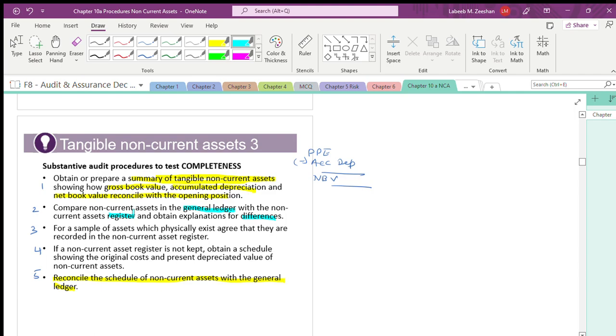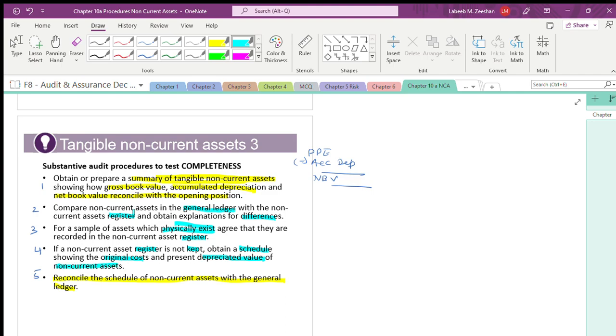What happens next? For a sample of assets, we have to know if they exist physically. With what do we have to compare? We have to compare with the register. We take the register, go to the place, and physically inspect that the assets in the non-current register are in place. If the non-current register is not kept, obtain the schedule. We should not stop the work. We have to obtain the schedule of original cost and depreciated value of the non-current assets.